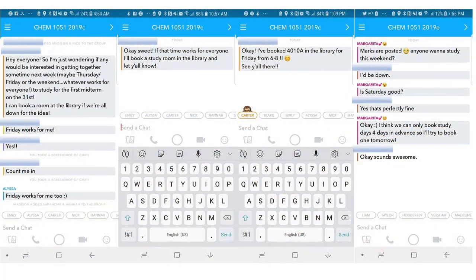They figured it out using Snapchat, and this was a complete surprise to me. They came up with a way to connect with each other. So this one smart guy says, hey everyone, I'm wondering if anyone would be interested in getting together sometime next week, maybe Thursday, Friday, whatever. And they set up a time and a place in the library where they were going to meet.